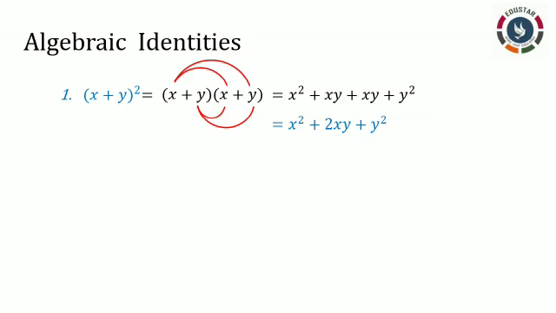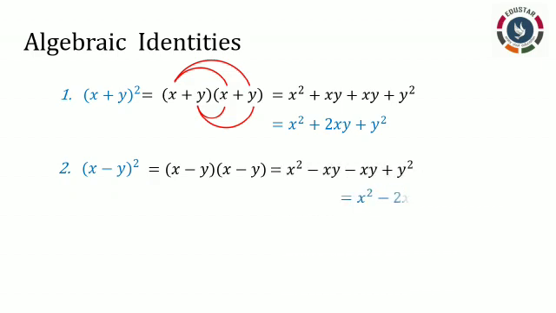Now, let's move to second identity. X minus y the whole square. Here also, you are going to follow the same binomial by binomial multiplication. So, on multiplying x minus y into x minus y, you will get the answer as x square minus 2xy plus y square. So, x minus y the whole square will give x square minus 2xy plus y square.